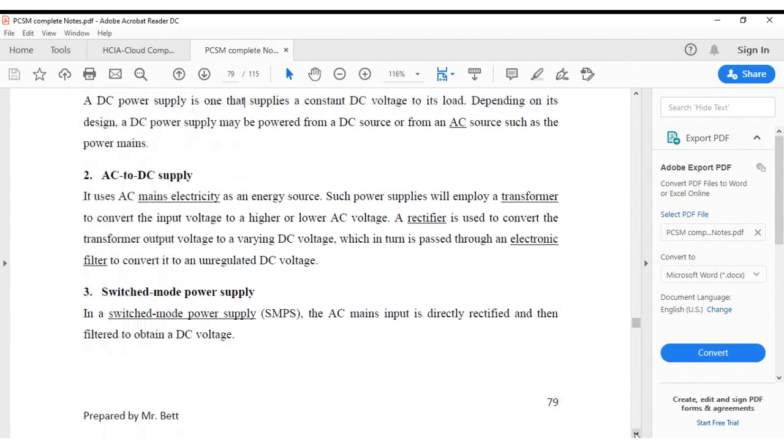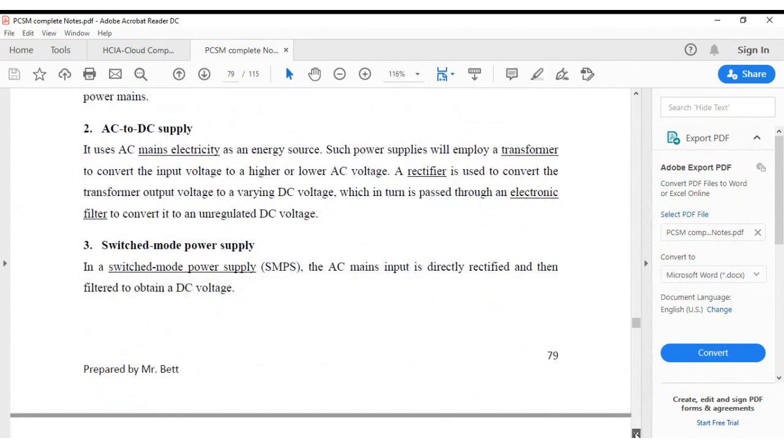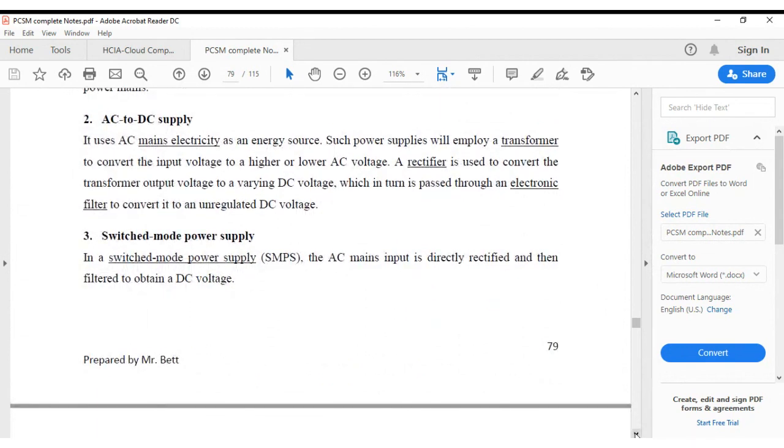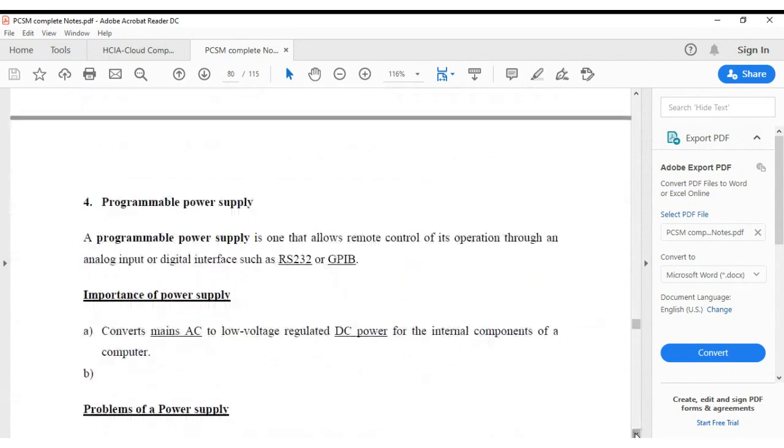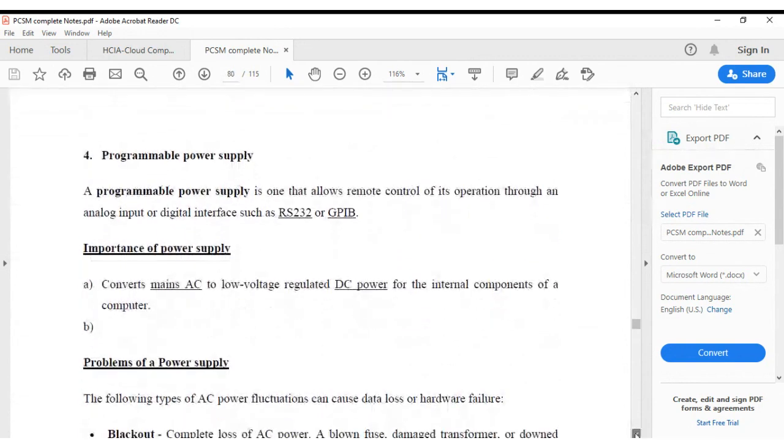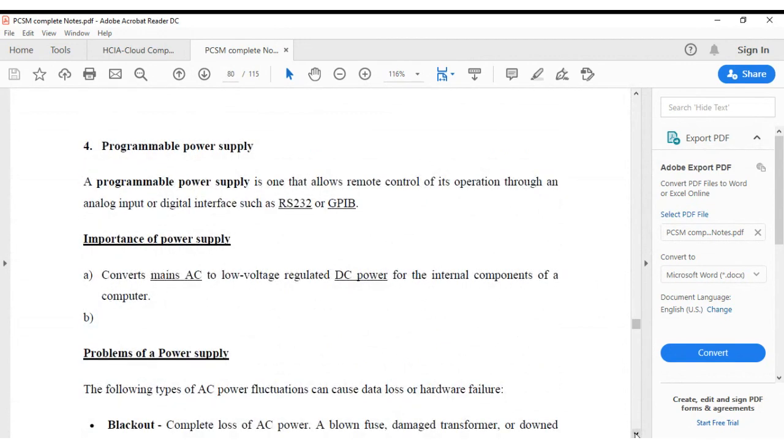Now, we have the switched mode power supply. In a switched mode power supply, SMPS, the AC, the alternating current mains input, is directly rectified and then filtered to obtain a DC voltage. Then we have the programmable power supply. A programmable power supply is the one that allows remote control of its operation through an analog input or digital interface such as RS-232 or GPIB.